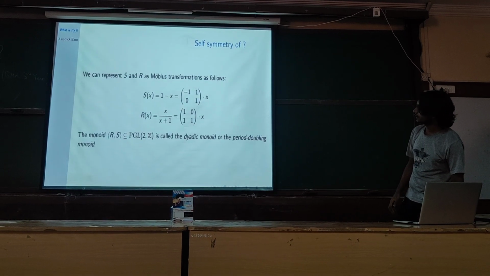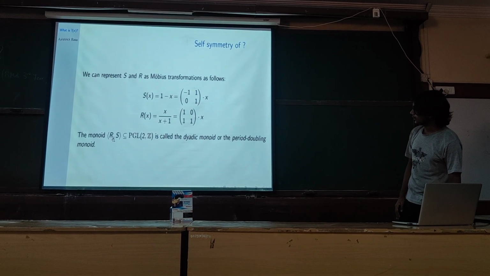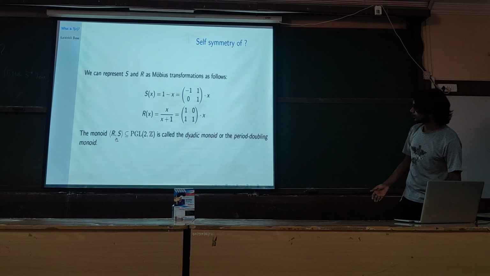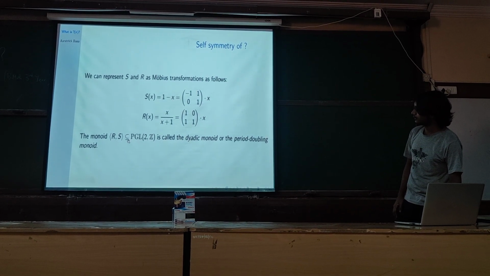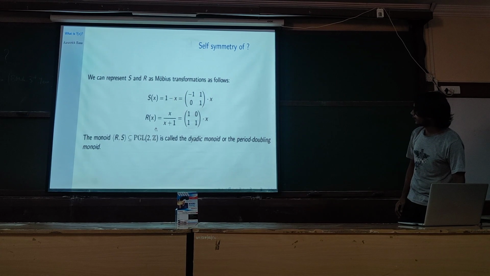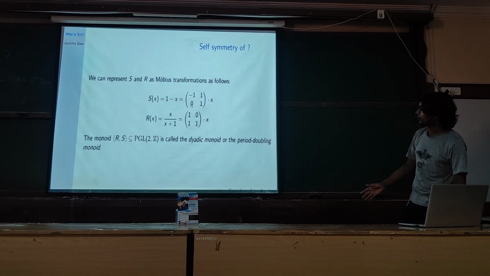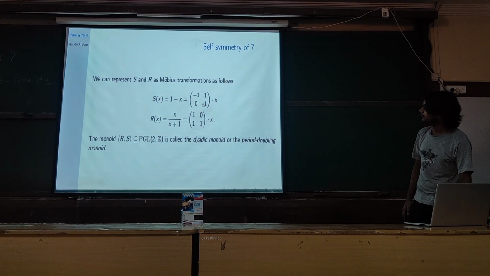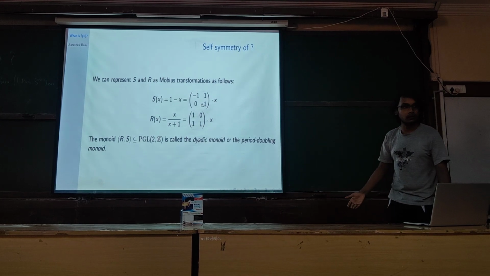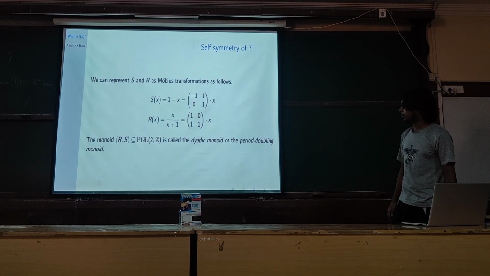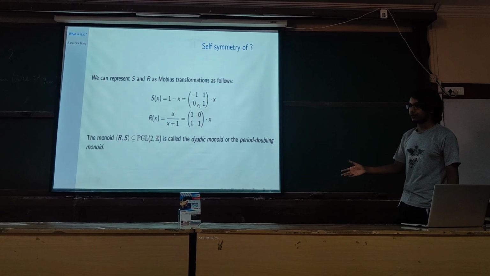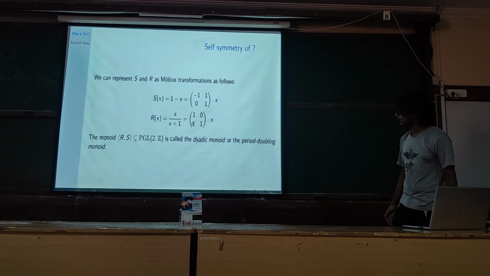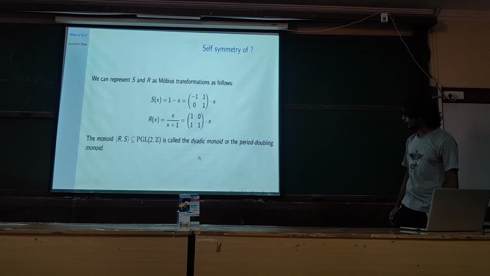So what you get is not a subgroup but a submonoid generated by R and S. A monoid is basically just a group, but certain elements don't have inverses. So that's what you have here. And this is a subset of PGL2(Z), where PGL2(Z), if you recall, is the projective general linear group. The general linear group over Z consists of all matrices having determinant either 1 or -1, because these are the only units in this ring. And by P, I just mean that we identify any matrix with its negative, because that doesn't change the fractional linear transformation that you apply. Right. So this monoid has a name. It's called the dyadic monoid or the period doubling monoid.